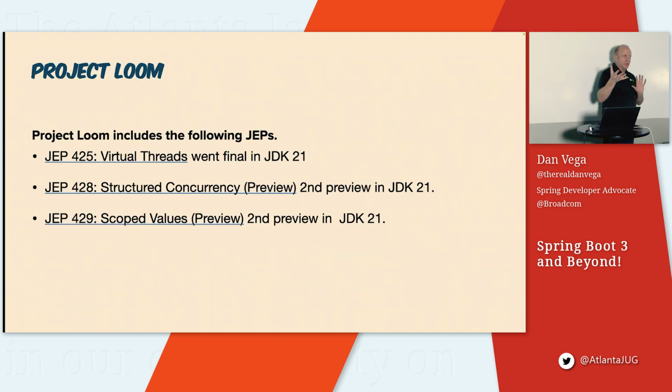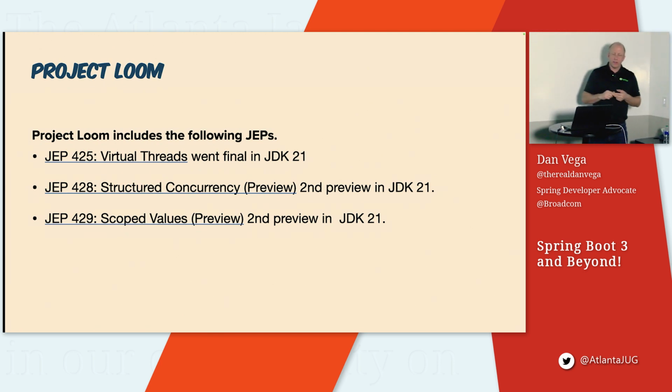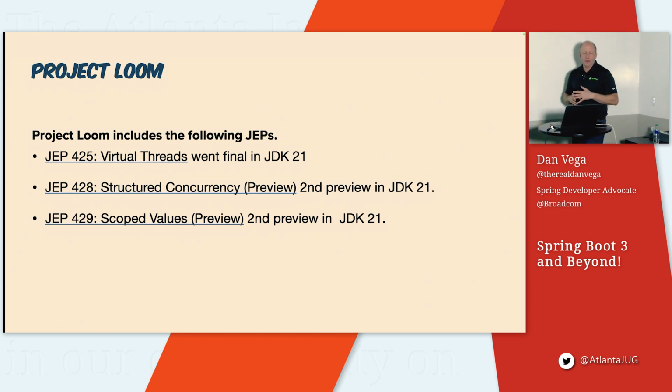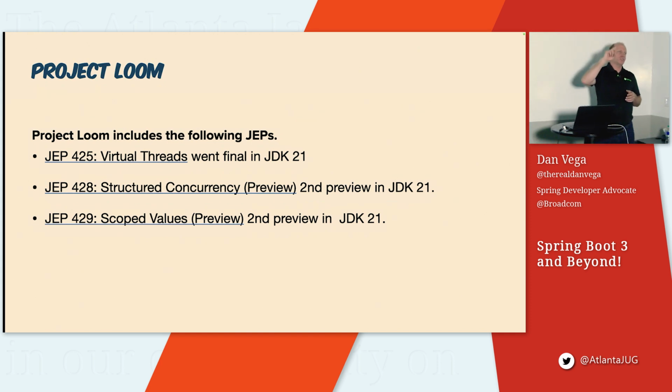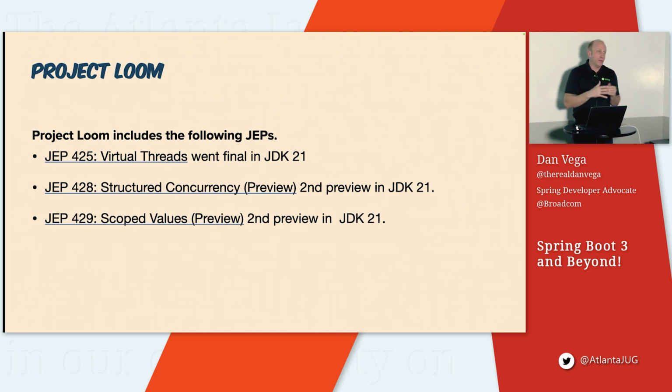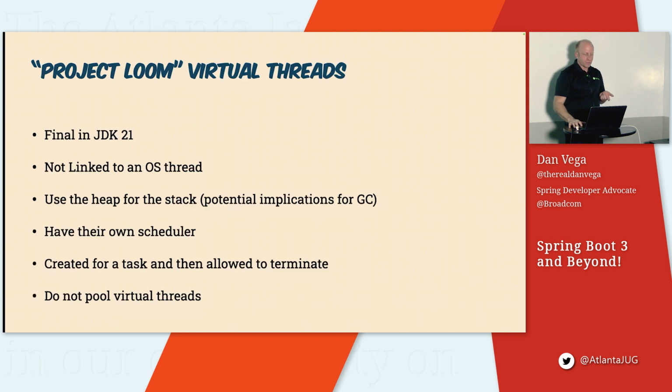So Project Loom is a collection of JEPs, JDK enhancement proposals. Virtual threads went final in JDK 21. There are 2 others that are part of this that are interesting around structured concurrency and scope values. Those actually just went into another preview in JDK 22. I was hoping we'd get these in 22, but it looks like they're going to be around again. So hopefully we'll get these in 23. But the big one was virtual threads.